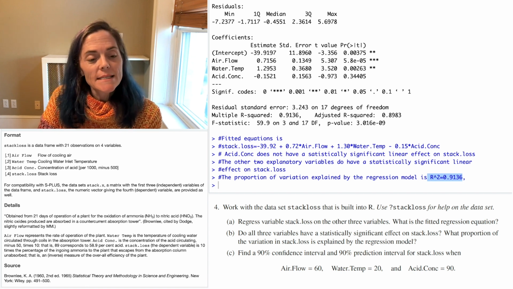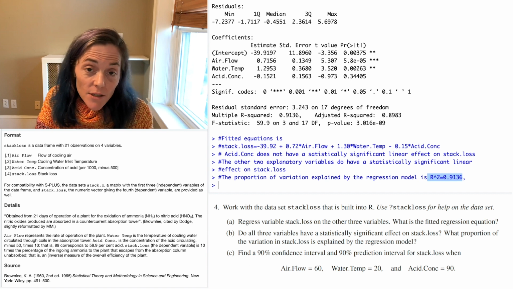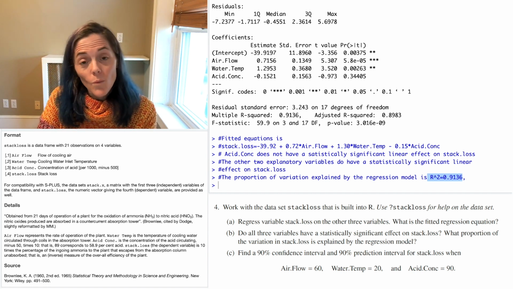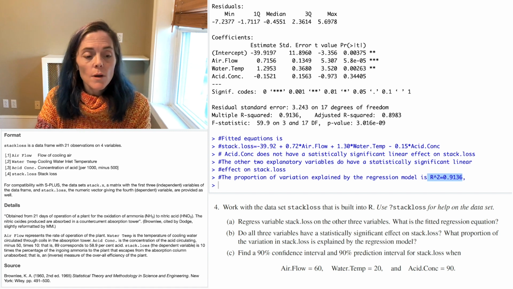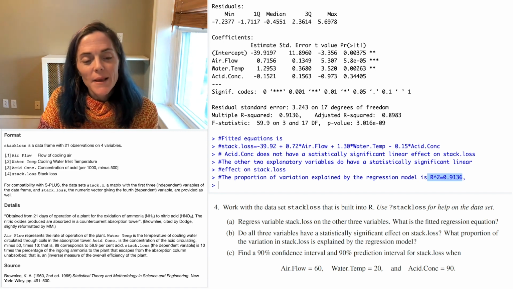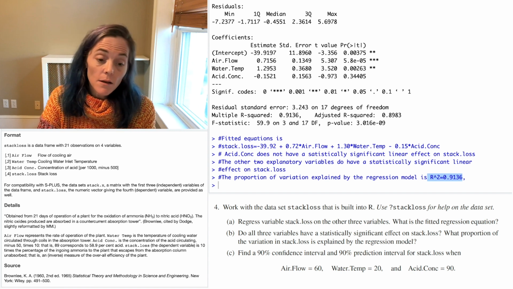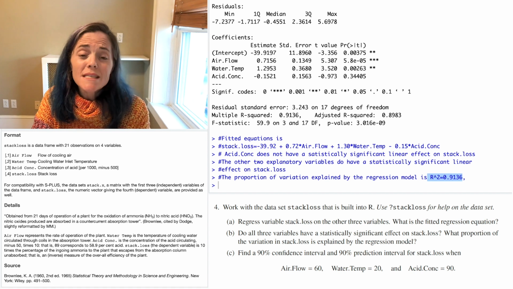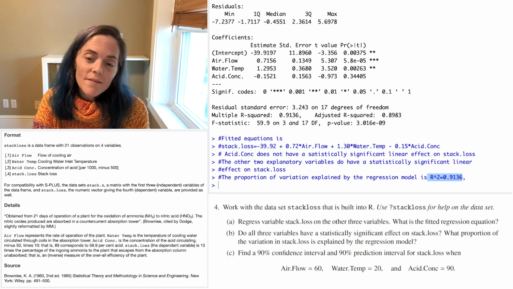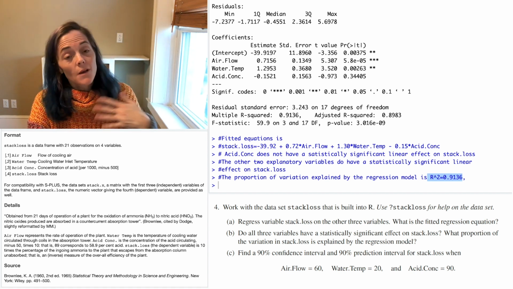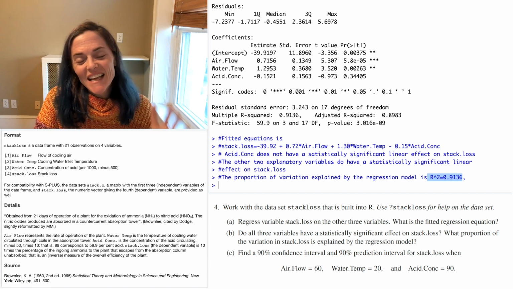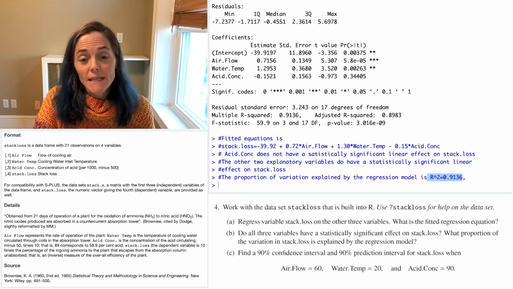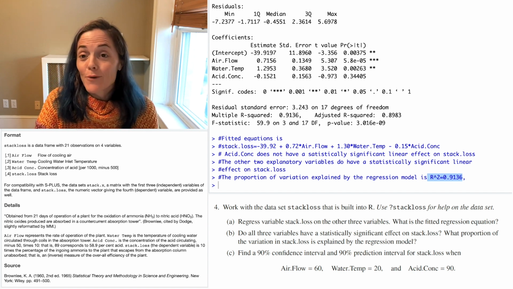Okay, part C, we want a 90% confidence interval and 90% prediction interval for stack loss when the airflow is 60, the water temp is 20, and then acid concentration is 90. Okay, we use the same function, just one of them we declare interval equals confidence for confidence interval, and the other we declare interval equals prediction for the prediction interval. Let me run both of these.